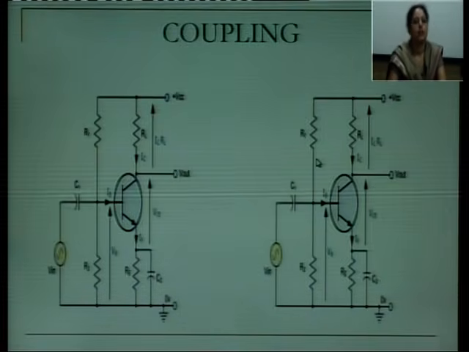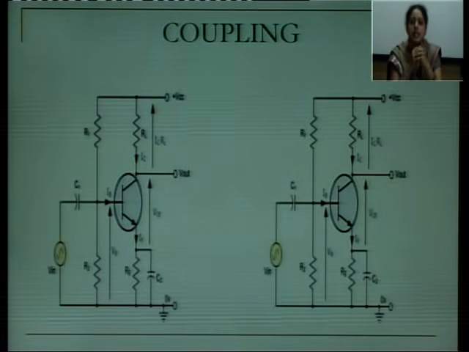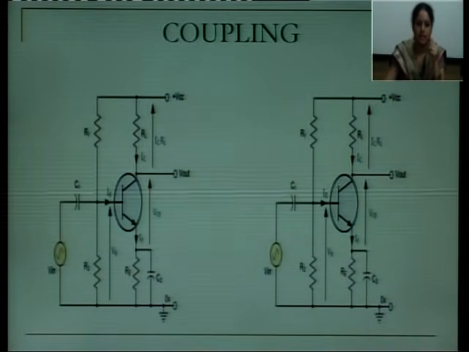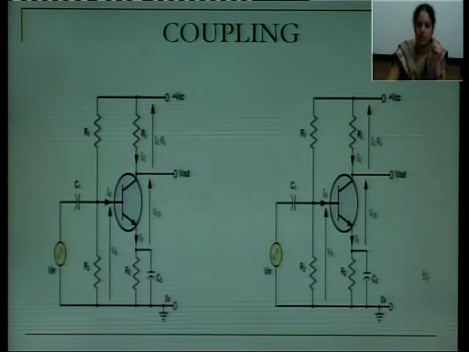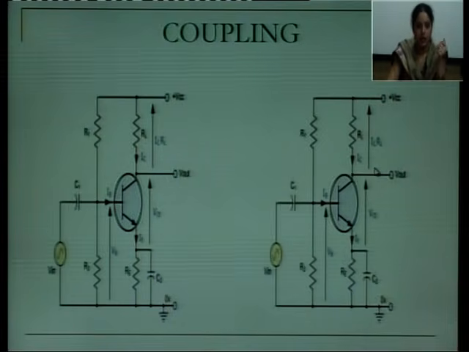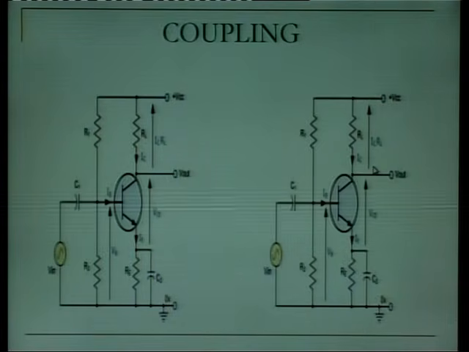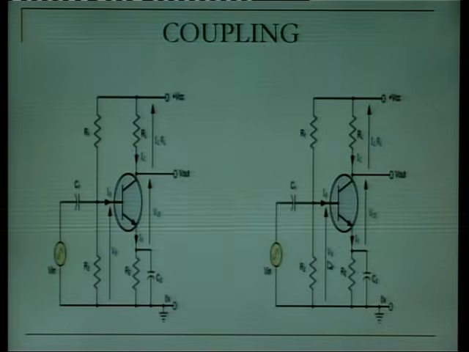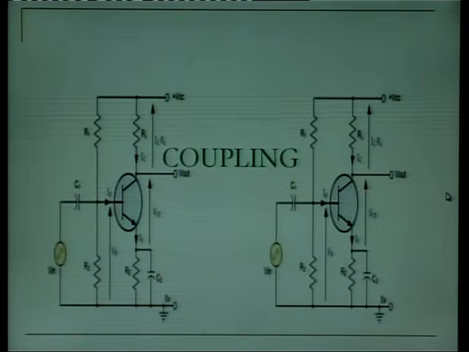Now, coming to the coupling. These are two single stage amplifiers. Here two single stage amplifiers are shown. This is one single stage amplifier, this is another single stage amplifier. Multi-stage amplifiers are what? When one stage is connected to another stage. The first stage, then you are having another stage, and if you want to increase the number of stages, you can place one more stage after this, and in between you are having the coupling.